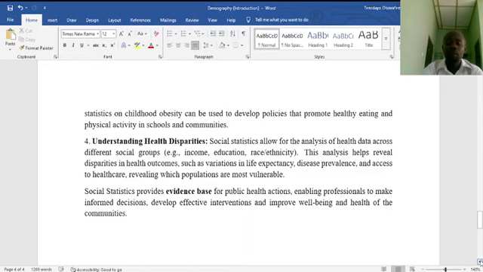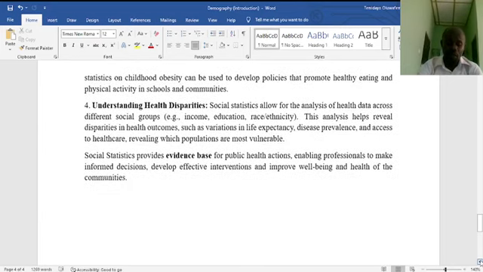Statistics provide evidence base for public health action, enabling professionals to make informed decisions, develop effective interventions, and improve the well-being and health of the community. This one is very important because numbers and data are very important in making the right objective decisions, and social statistics will help in that.